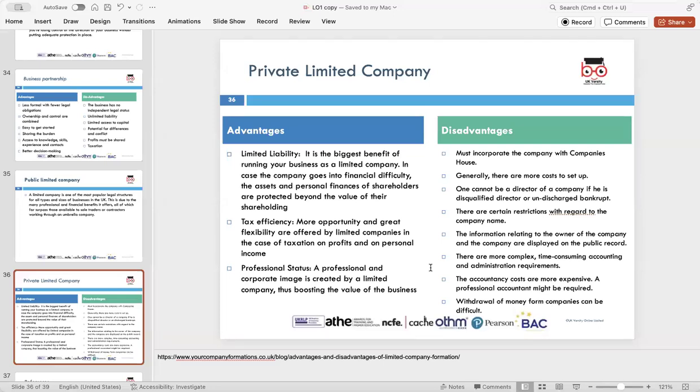Public disclosure: information about the company and its owner is displayed publicly. This lack of privacy is a drawback. Complex administration: limited companies have more complex and time consuming accounting and administrative requirements. A higher accountancy cost: a professional accountant might be needed, leading to higher accounting expenses. And finally, withdrawal challenges: taking money out of the company can be more difficult and is subject to certain rules and regulations.